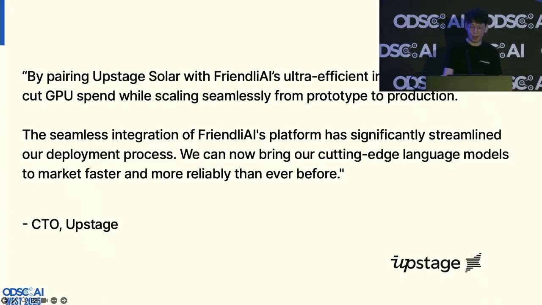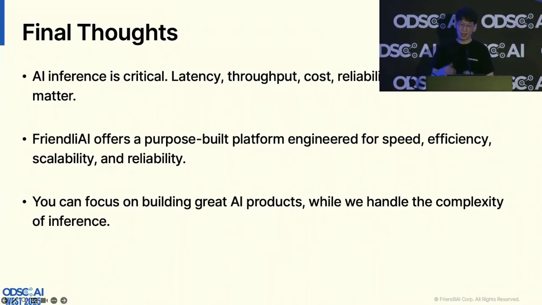Okay, so with that, wrapping up, AI inference is critical. Latency, throughput, cost, and reliability all matter. We talked about performance optimization and reliability of AI inference. Friendly AI offers a purpose-built platform engineered for speed, efficiency, scalability, and reliability. So you can focus on building great AI products, be it agents or chatbots or customer support, while we handle the complexity of inference.